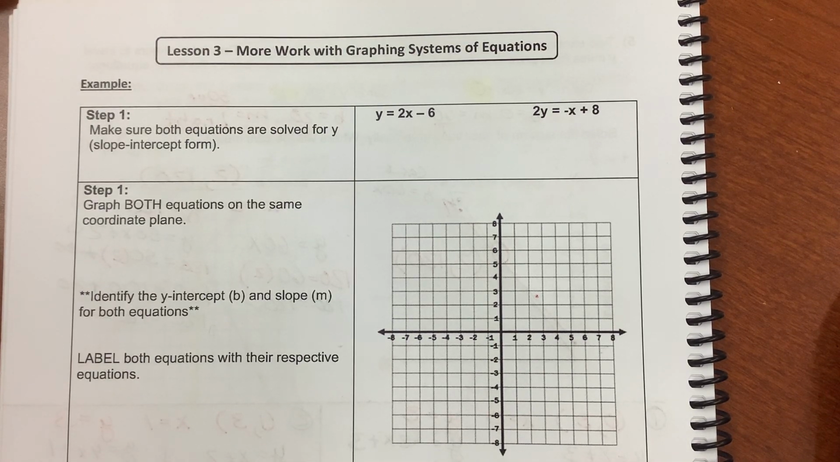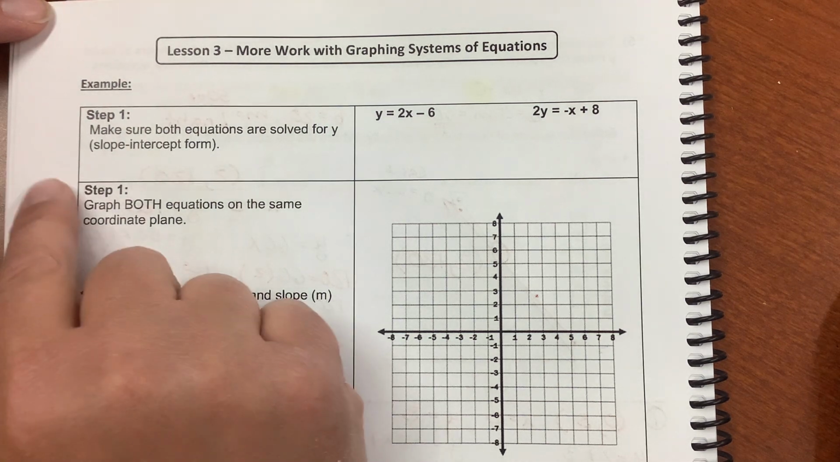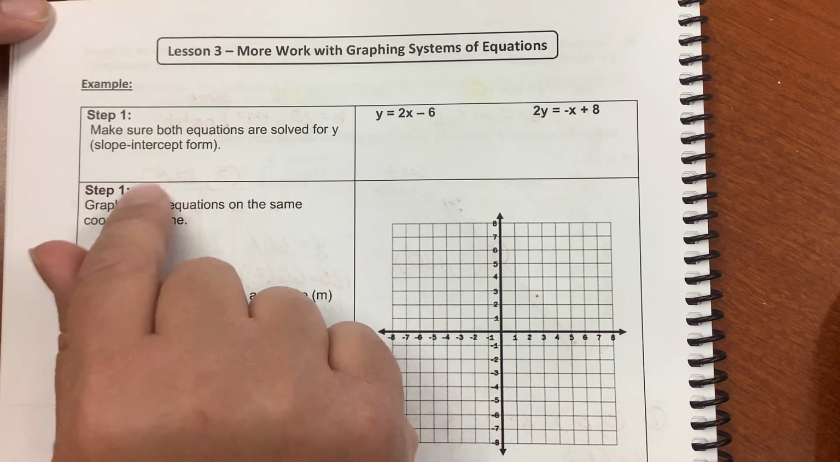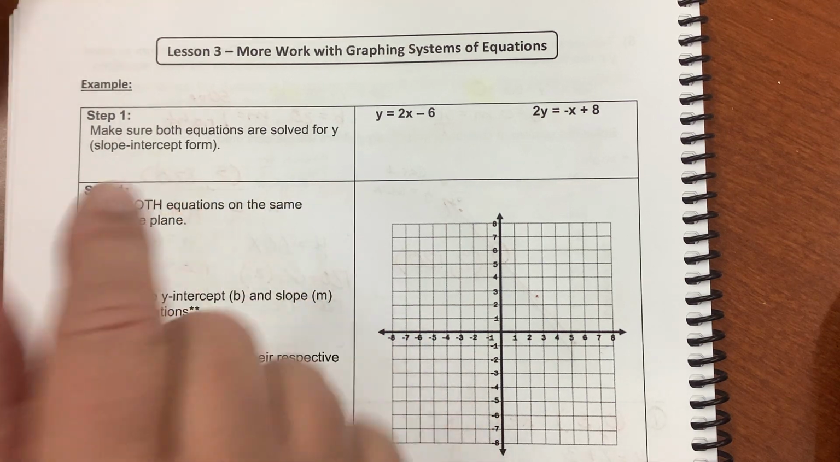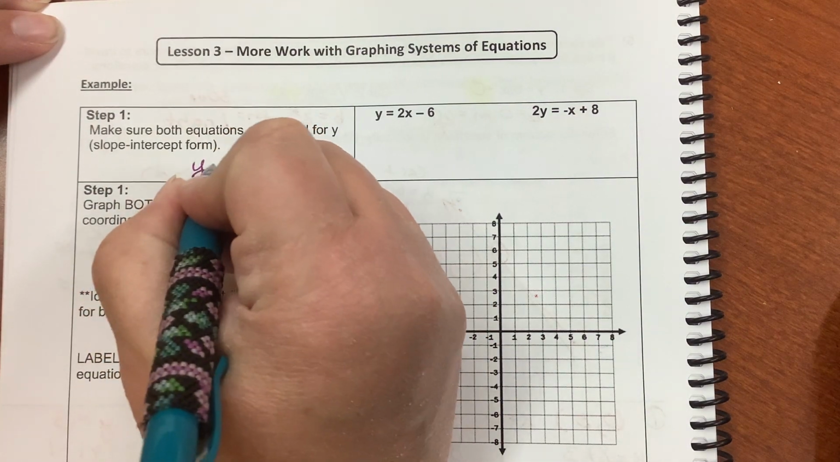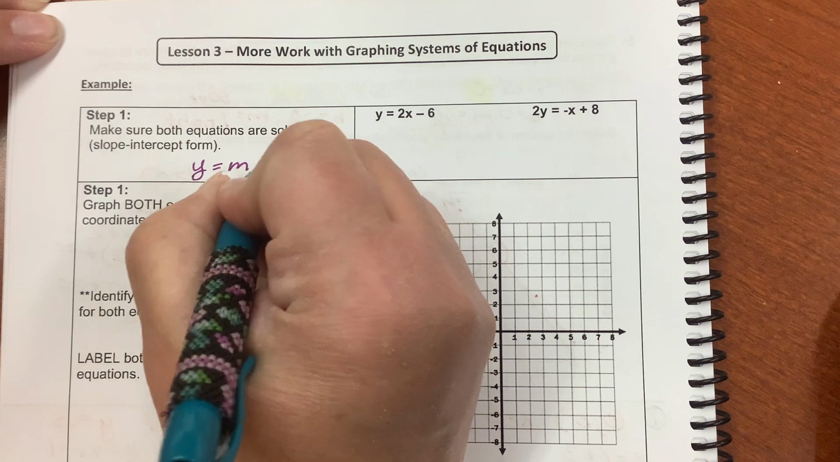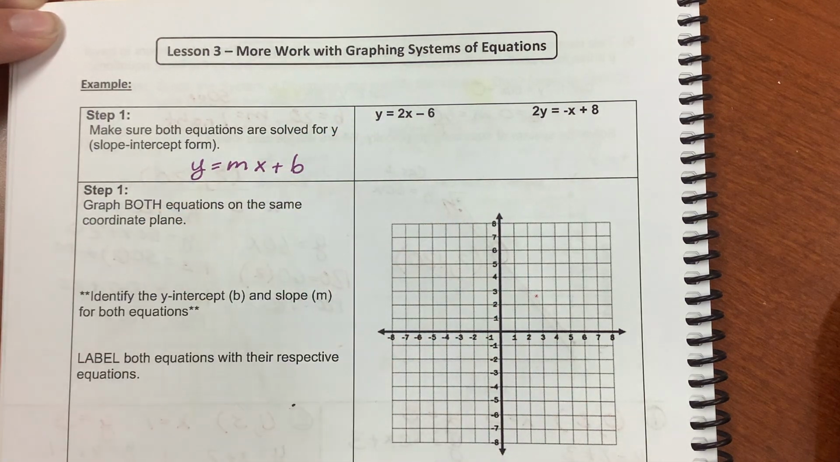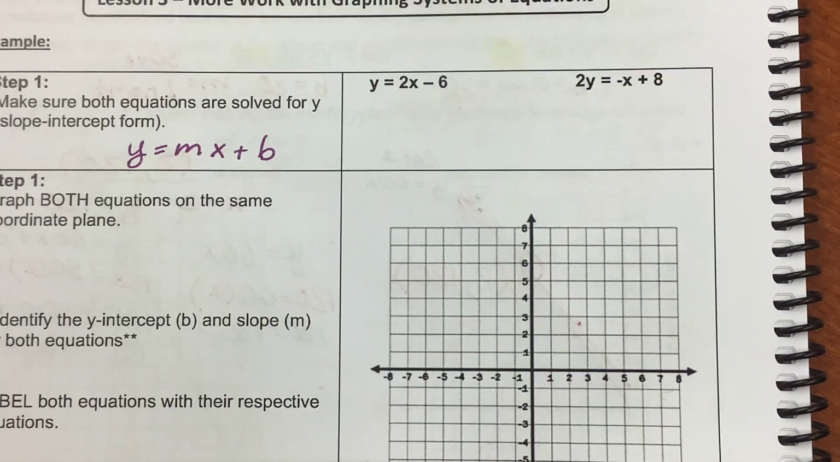We are on Chapter 4, Solving Systems of Equations. Lesson 3, more work with graphing systems of equations. So let's get started. Directions. Step 1, make sure both equations are solved for y. In other words, slope-intercept form. Slope-intercept form is y equals mx plus b, where m is the slope and b is the intercept. So that's what we're looking for.